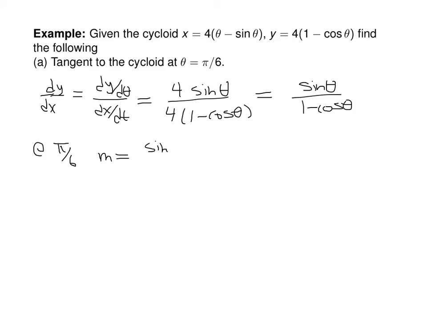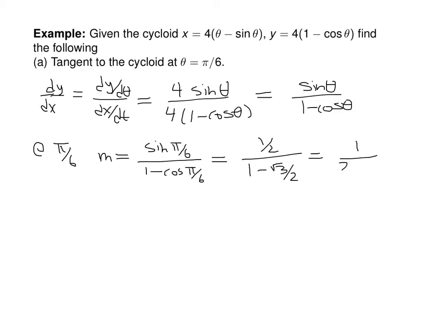And at pi over 6, we'll have that the slope is sine of pi over 6 over 1 minus cosine of pi over 6. Sine of pi over 6 is 1/2. Cosine of pi over 6 is root 3 over 2, which simplifies slightly to 1 over 2 minus root 3. That's the slope. We need to find the point.